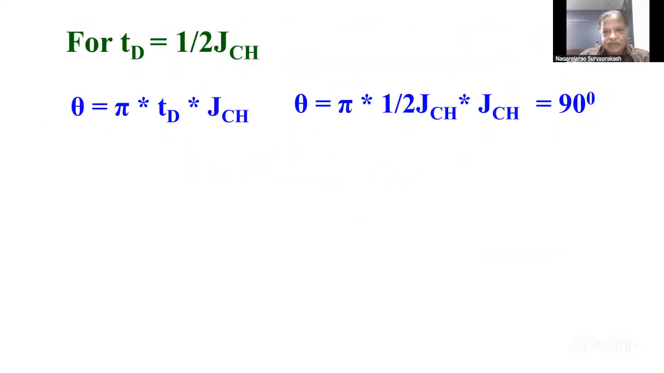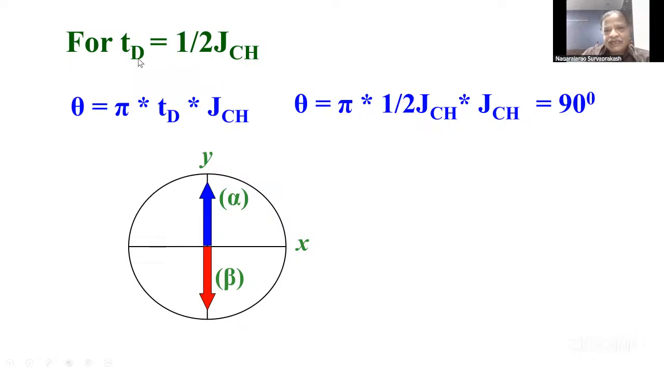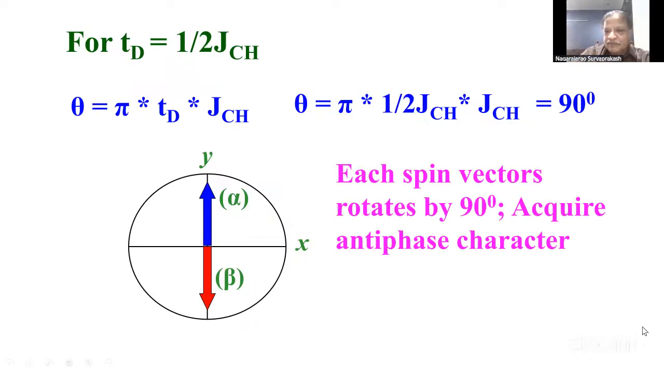Here, for example, at a particular delay, half the coupling, what will happen? The vectors move by 90 degrees. So that means you bring the magnetization to the x-axis. Actually, you have to see it in 3 dimensions. It is not vertical, they are horizontal. When it brings the x-axis, it starts rotating like this. One moves like this, one moves like this by 90 degrees. Each spin vector rotates by 90 degrees and they are exactly anti-phase.